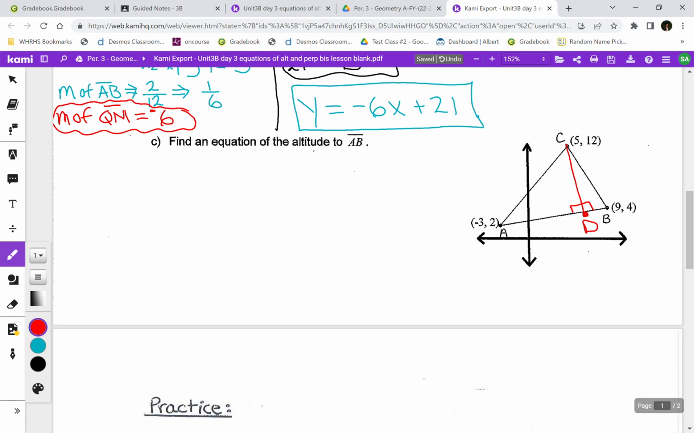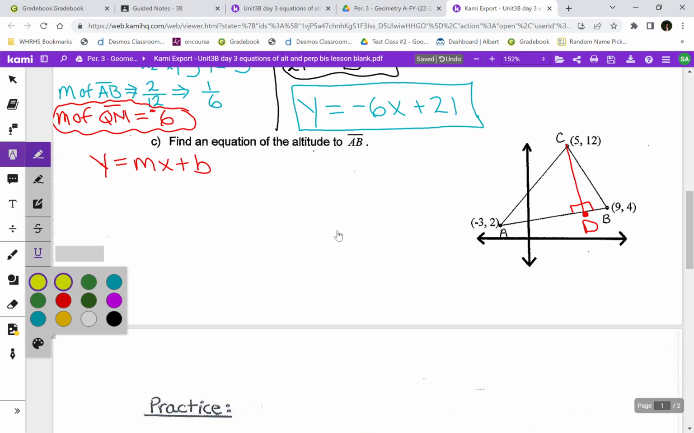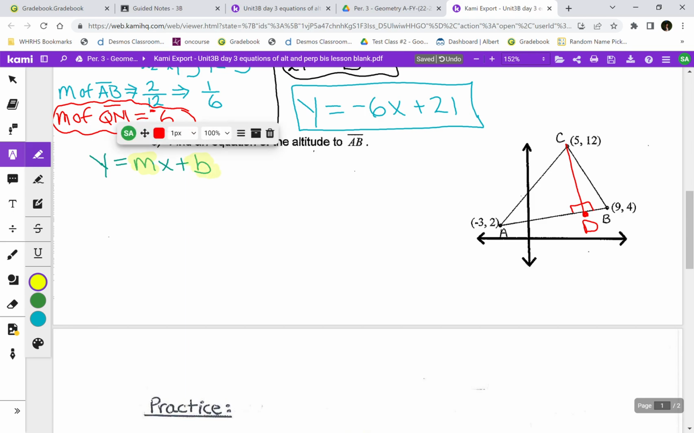Do I know the coordinates for D? No. Is there any way to find the coordinates for D? No. There's no way. But we still need the equation of the line CD. And do we agree CD is a segment and a segment is part of a line? So I need, once again, y equals mx plus b. That's how we're going to represent the equation of CD. Now, we need, once again, a value for m and a value for b.